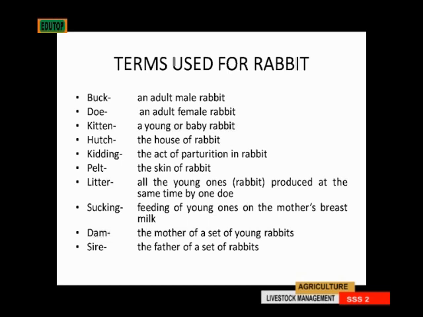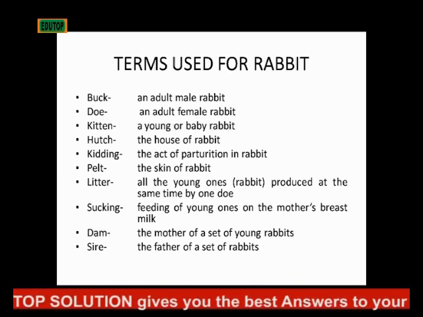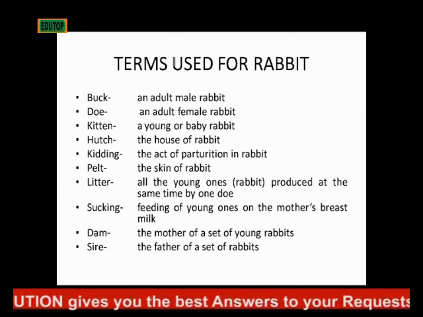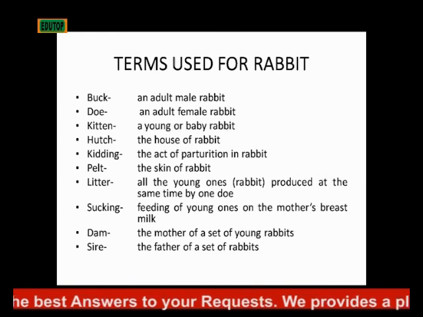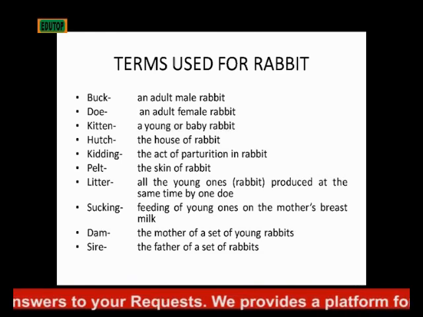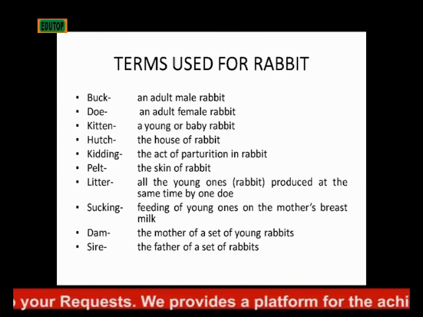For instance, this doe is pregnant and has delivered these 4 or 5 kittens, the young rabbits. All those 5 kittens are called a litter. They are the young ones that a doe produced at the same time. They are called a litter.